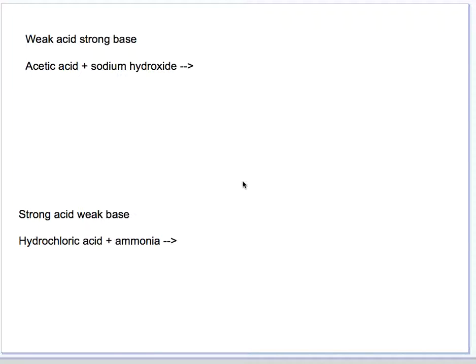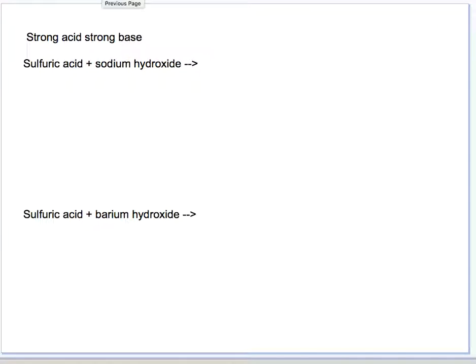Let's do some net ionic equation writing for some acids and bases. The first one that we're going to do is an example of a weak acid. Oh, wait a minute. I think I want to do the strong acid, strong base one first. So let's do that one first. All right, so a strong acid, strong base.